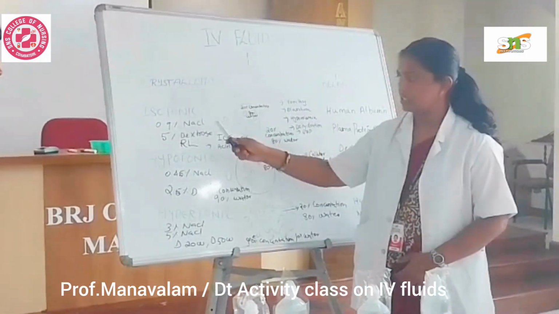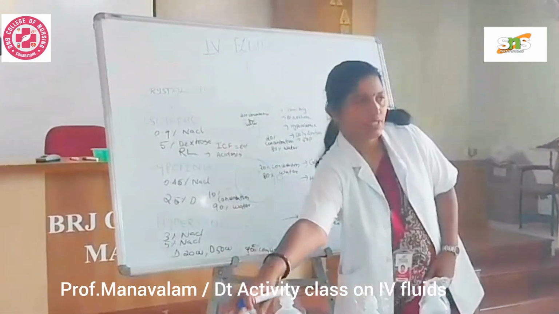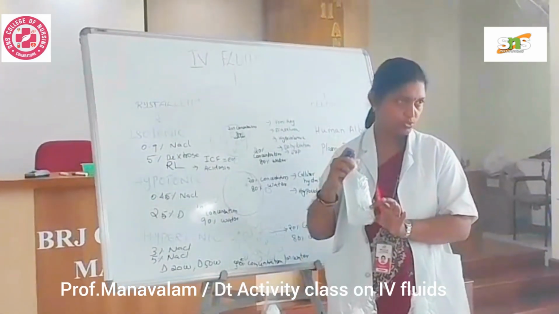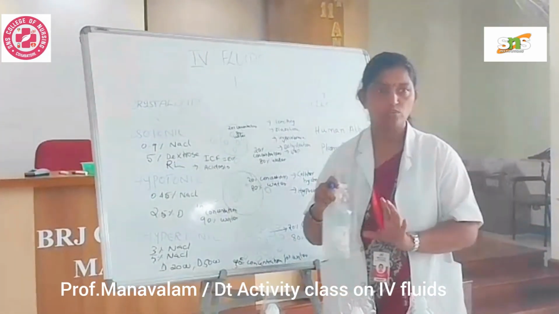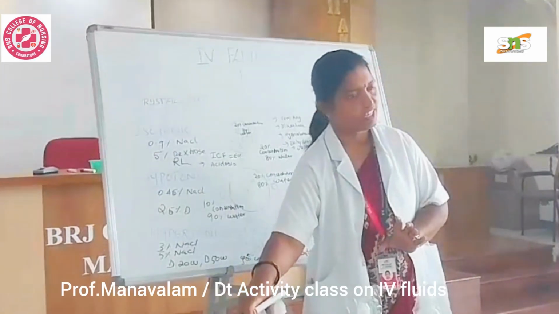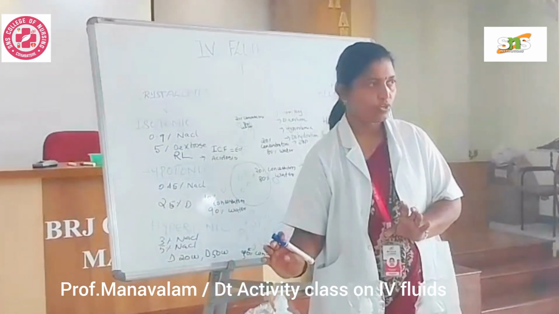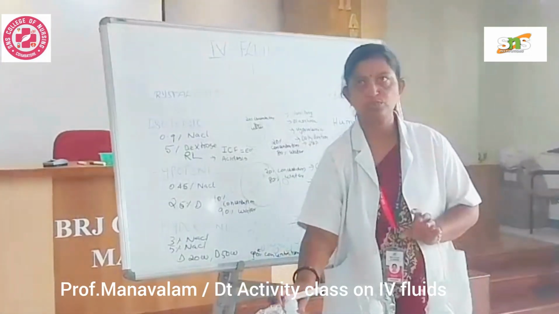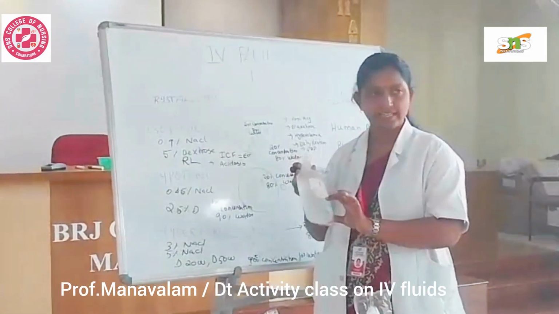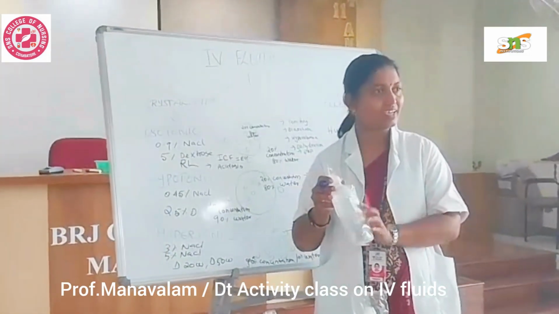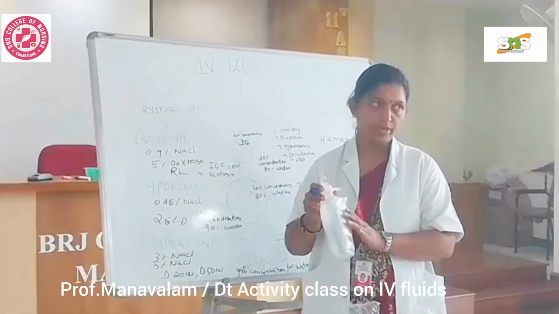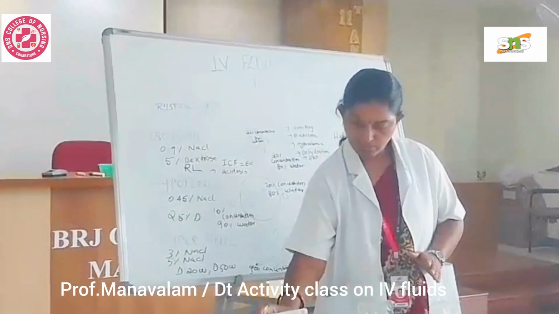The common example is 0.9% sodium chloride, otherwise called normal saline. It has only sodium chloride 0.9%. Next, 5% dextrose is also commonly used. Next, Ringer lactate has a high concentration of electrolytes, so it is used to maintain electrolyte balance.